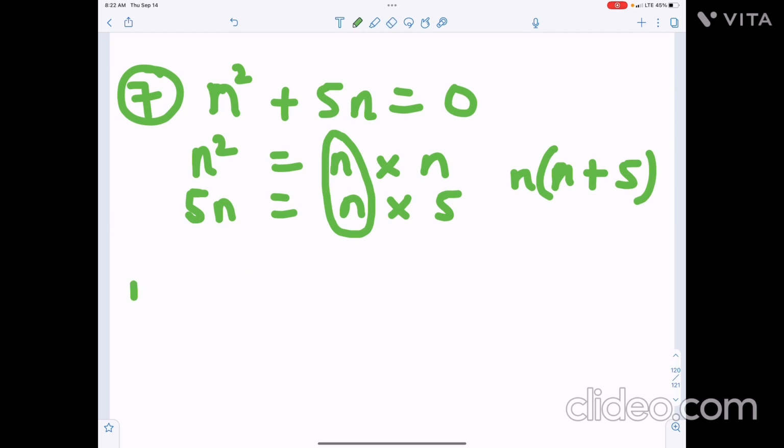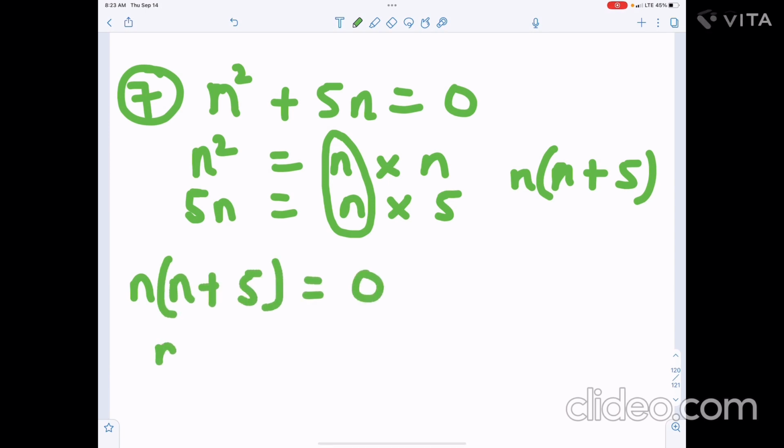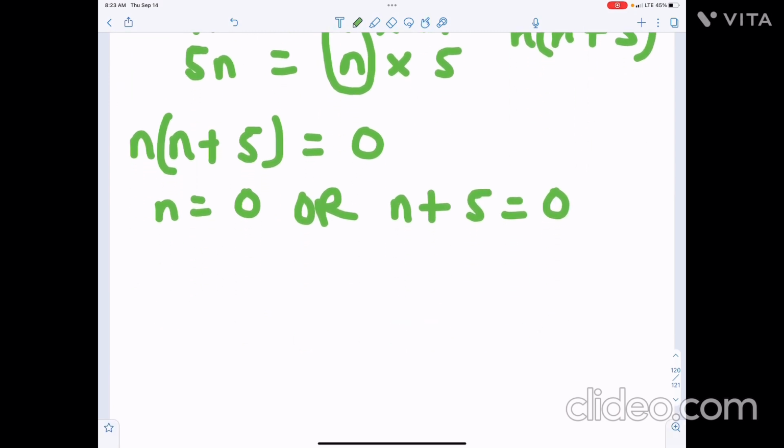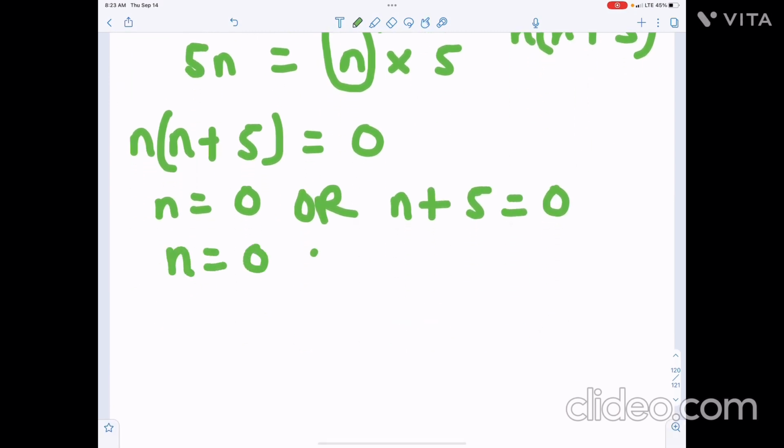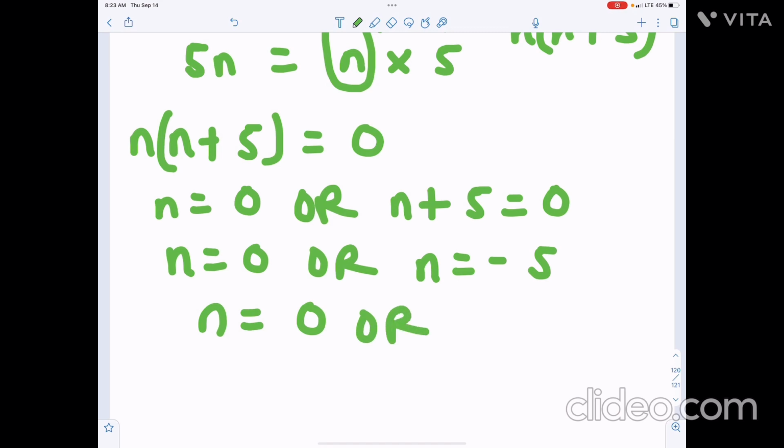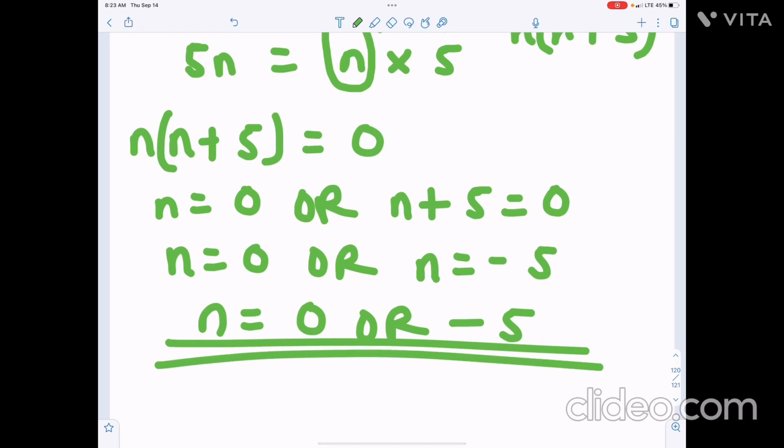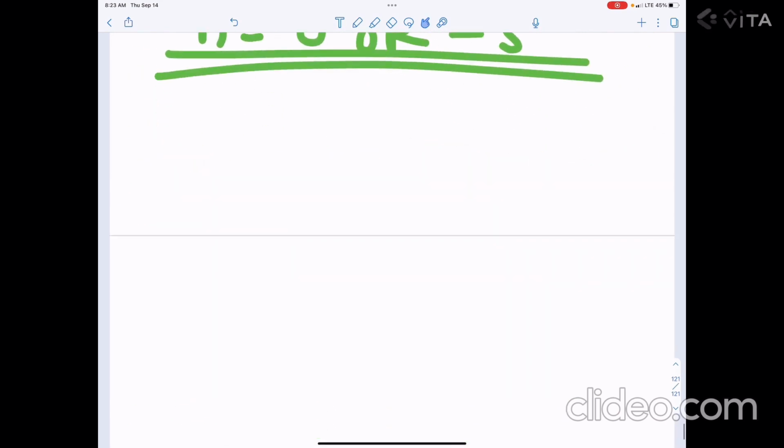So that means n times (n plus 5) is equal to 0. n is 0, or n plus 5 is 0. What does that give us? n is 0, or n is minus 5. My answers are n is 0 or minus 5.